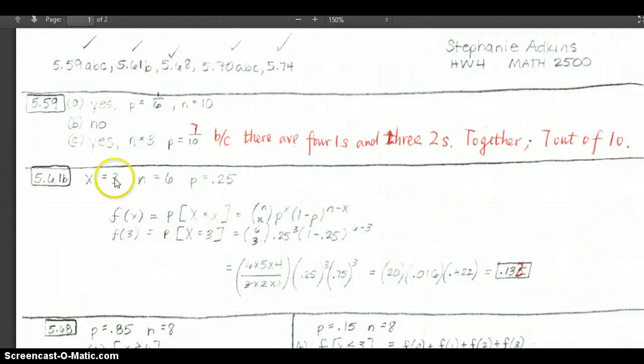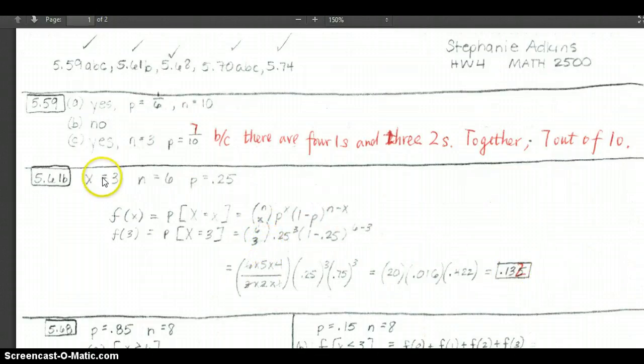So following the formula, because in this problem it's given x equals 3, n equals 6, and the probability of success is 0.25. So we just plug in numbers. n is 6, this little x is 3, so it's 6 choose 3. p is the probability of success, which is 0.25, raised to little x again, 3, and times 1 minus 0.25, raised to 6 minus 3. n minus x is 6 minus 3. So you can use your calculator to evaluate this, and we get the answer.